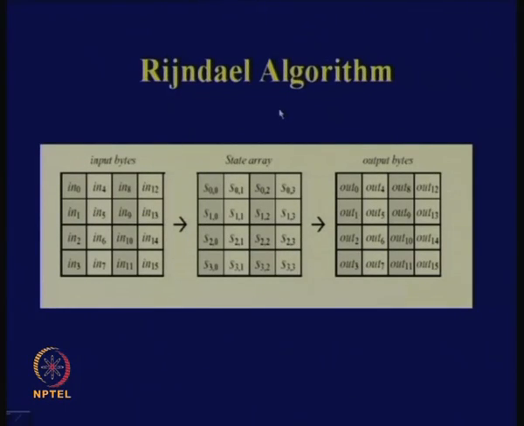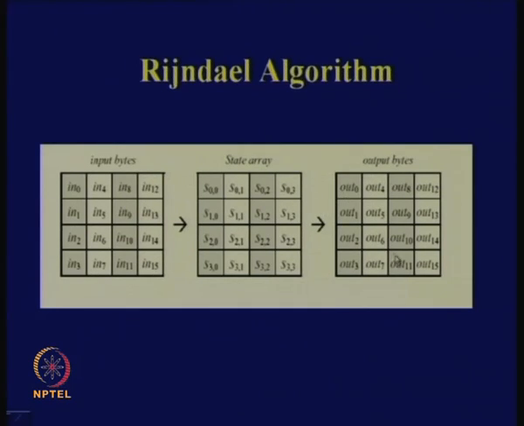So this is how the Rijndael algorithm works. You have your input bytes and you transform them by certain operations to your output bytes, and the intermediate steps you store in the form of something we refer to as the state array. In this case we are talking about AES, and you have 16 bytes, which we denote as in0, in1, in2, in3. You store them through the columns, so you have in0 to in15 bytes.